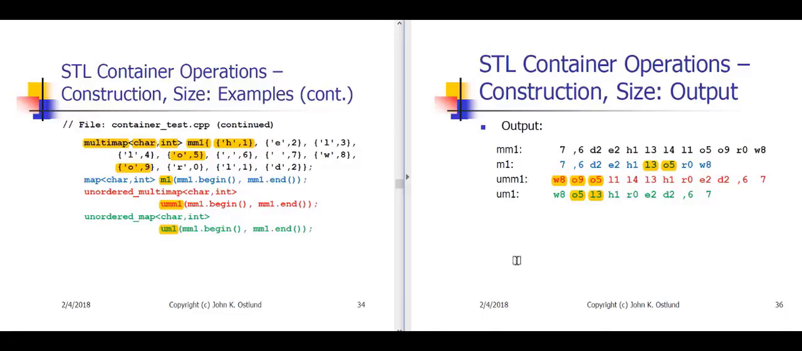Okay, so that's a quick look at the 4 map container types. We've now looked at all 12 of those container types back in our table. The sequences: vector, deque, list, and forward list. The associative or tree containers: set, multiset, map, and multimap. And the unordered or hash table containers: unordered set, unordered multiset, unordered map, and unordered multimap.